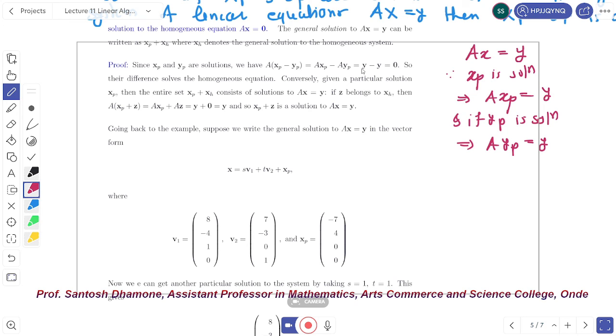This is our solution right here: (8, -3, 1, 1). This is a particular solution when s is equal to 1, t is equal to 1. We can rewrite the general solution as x is equal to (s - 1 + 1) v1 plus (t - 1 + 1) v2 plus xp, which is equal to (s - 1) v1 plus (t - 1) v2 plus yp, which is equal to ŝ v1 plus t̂ v2 plus yp.